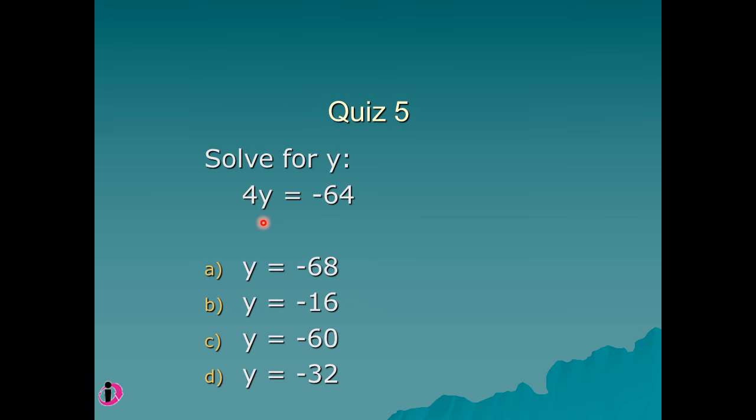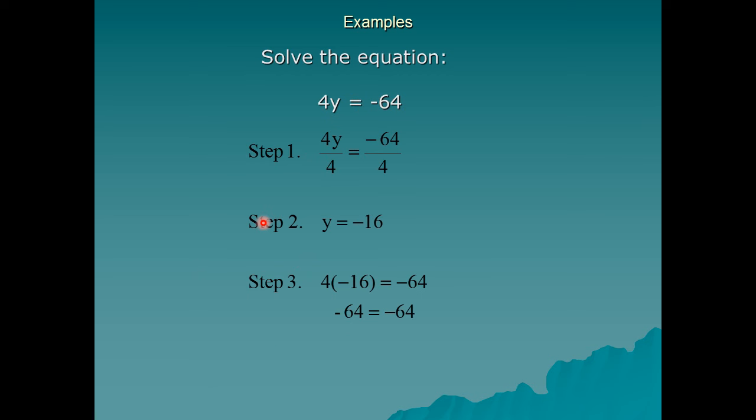Let's try another one. 4y equals negative 64. You divide both sides by what? 4. Then y equals what? Negative 16, right? Right answer is B. We also have shown you the steps here. This is easy, so it's just one step.